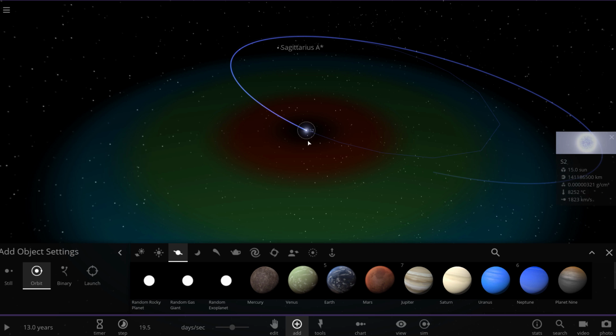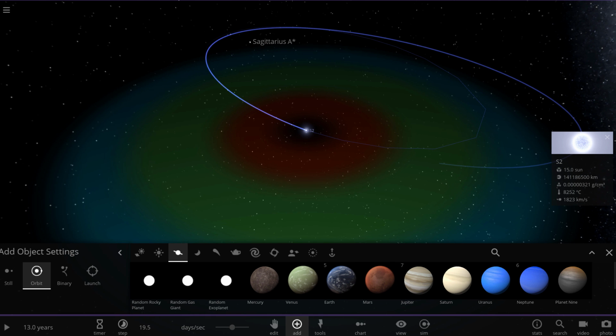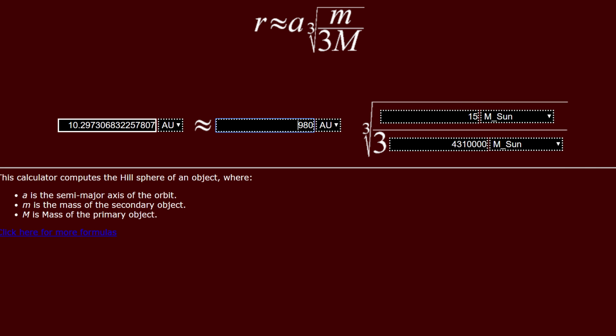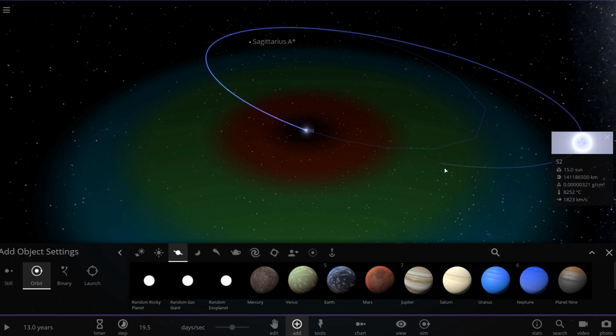We can actually calculate the heliosphere for this star by going to the heliosphere calculator I've used previously. Here, if we choose 15 masses of the sun, which is the mass of this star, and 4.3 million masses of the sun for Sagittarius A star, and the approximate value for the semi-major axis, which is about 980 astronomical units, you'll discover that the actual heliosphere is about 10.3 astronomical units. Now, that's the average distance. At the closest approach, let's just say about 200 astronomical units, the heliosphere decreases to 2.1 astronomical units.